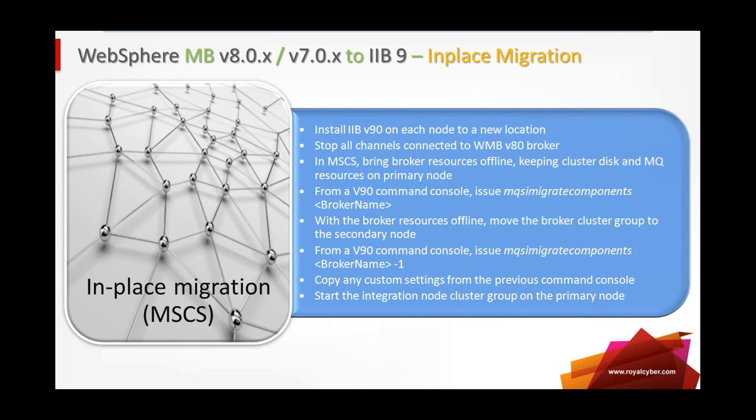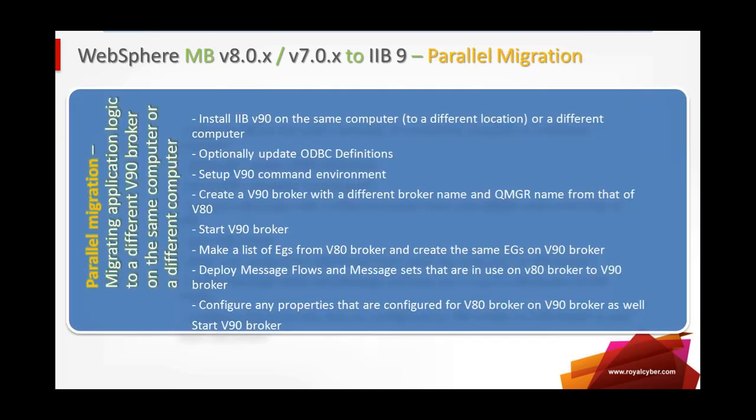Then again you have to do some copy settings, and then if you start your integration node on the primary node, that's how you can do the in-place migration for the Microsoft clustering. Now we will move to the next slide, and we will talk about the parallel migration. Till now we have talked about the in-place migration. Now we talk about the parallel migration.